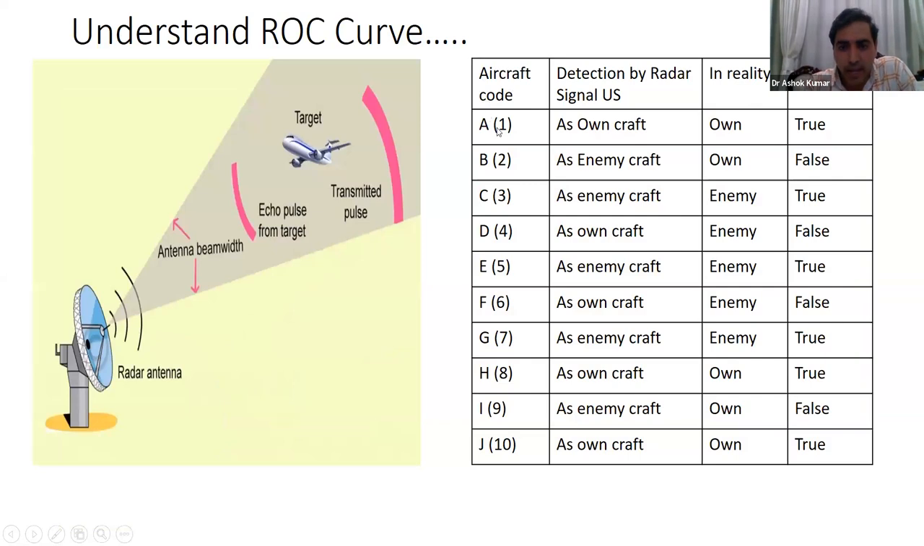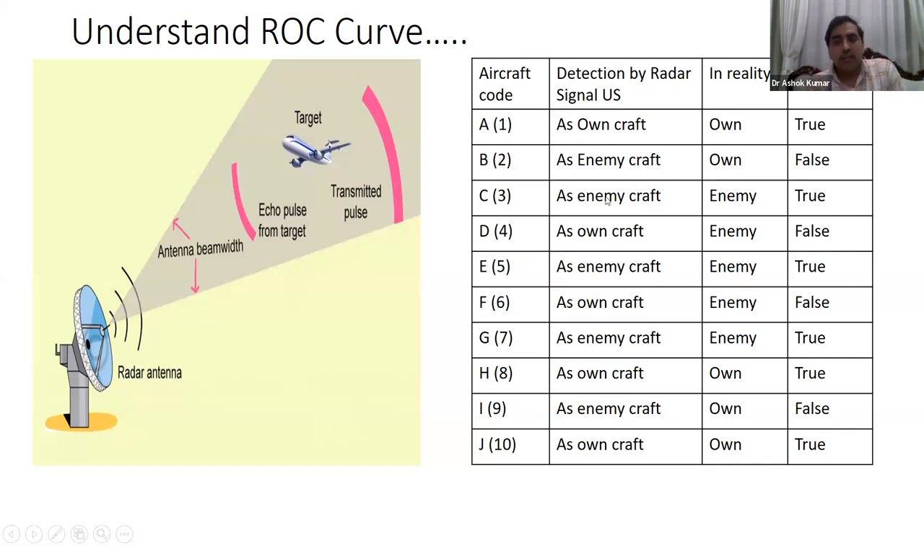So this is a beautiful table, you can say. These are aircraft codes A1, B2, C3, like that. There are 10 aircraft. Detection by radar signal is our own craft. For example, this radar signal detected A1 as our own craft, and in reality it is our own craft, a US craft, so the result is true. B2 is detected by the radar signal as an enemy craft, but in reality it is not an enemy, it is a US craft, our own craft, so the result is false.